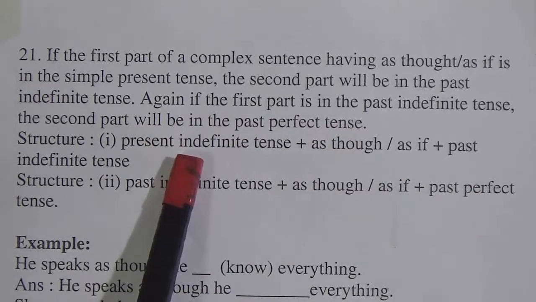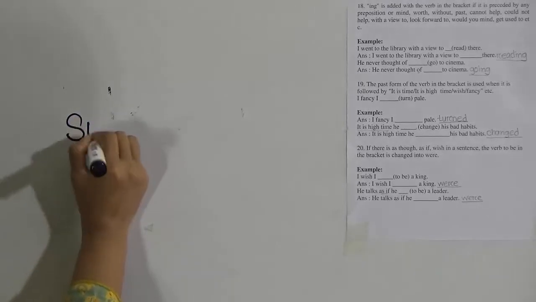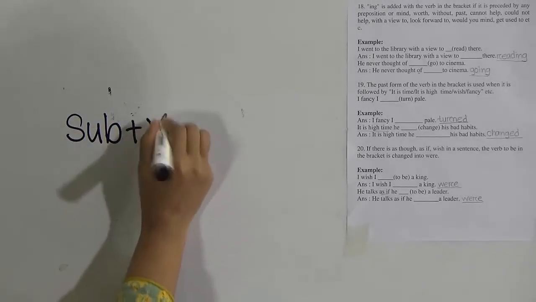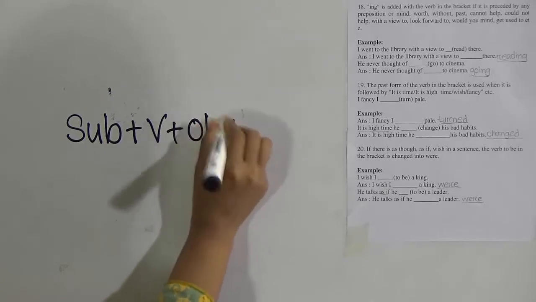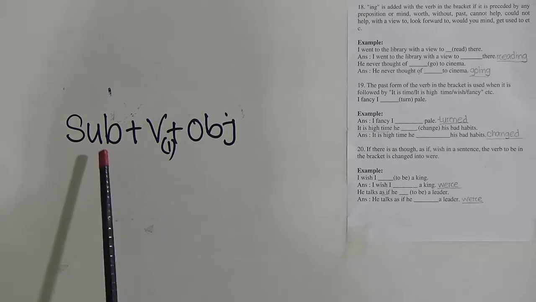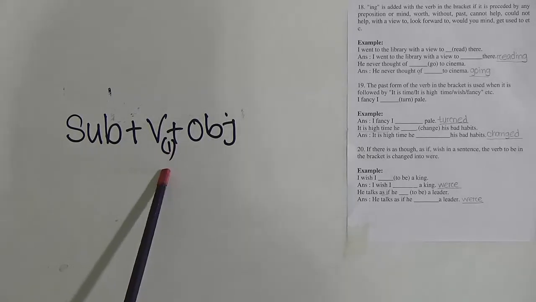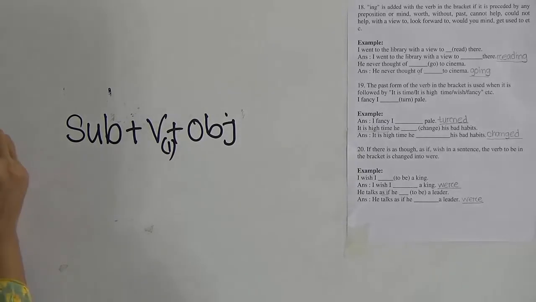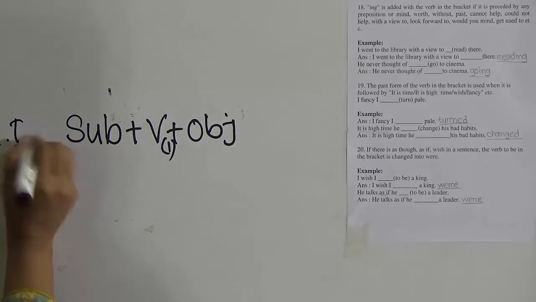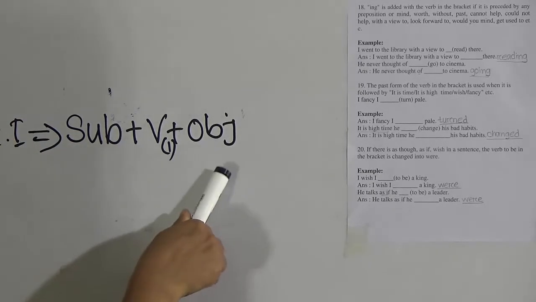The structure of present indefinite tense is subject plus verb plus object. The verb will be verb 1, that means the base form of the verb, and when you get a third person singular subject, you have to add s or es with the verb. The structure of present indefinite tense is subject plus verb 1 plus object.